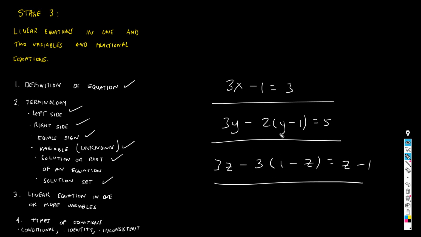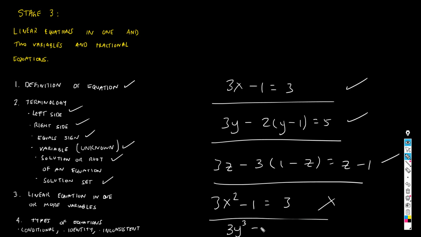Okay, let me stop right here. So what do you observe? But okay, let me contrast this. These are linear equations. This is a linear equation, linear equation, linear equation. This is not a linear equation. Let me give you another example, now with y. 3y cubed minus y squared minus 1 equals 4y. This is not a linear equation.